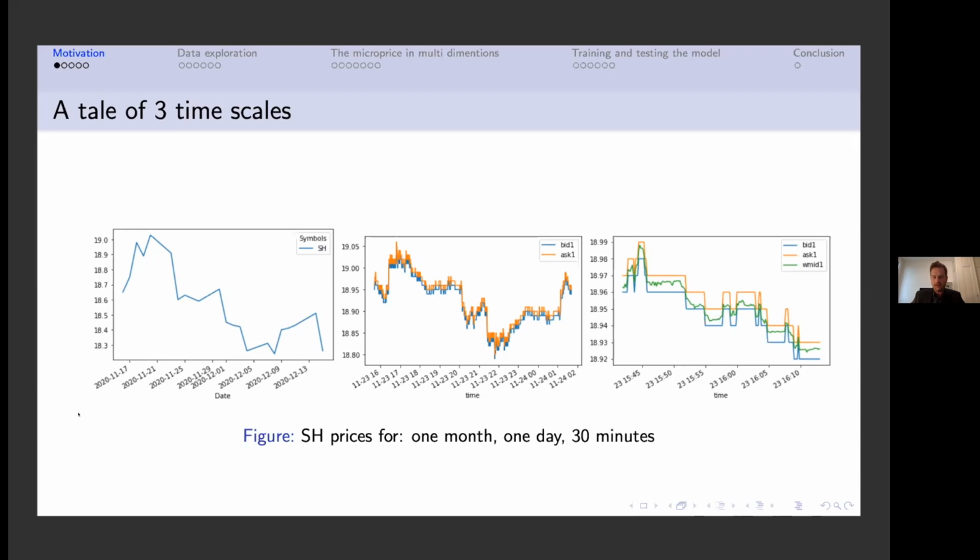Here are 3 time scales. On the left, you have something that may be more familiar to you. These are close prices for SH over the course of 1 month.